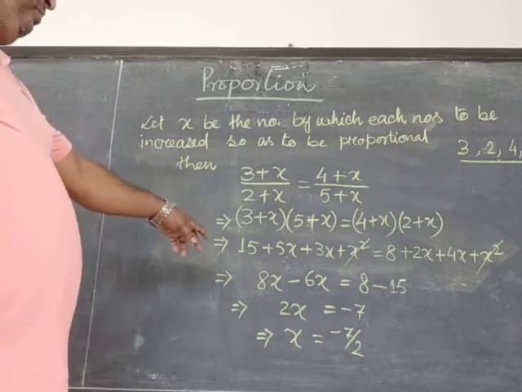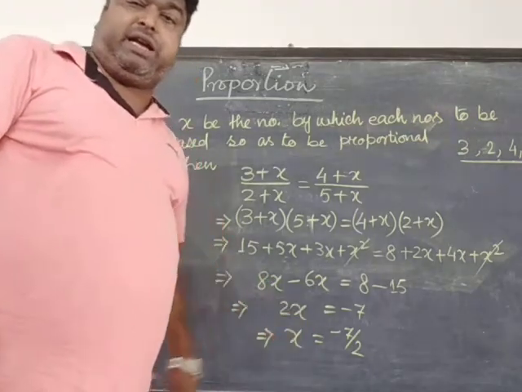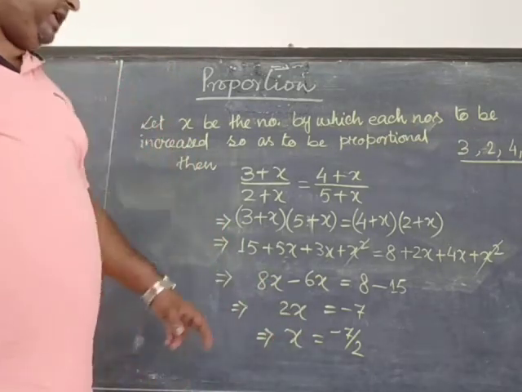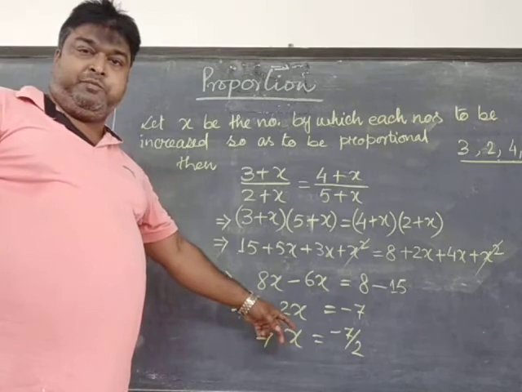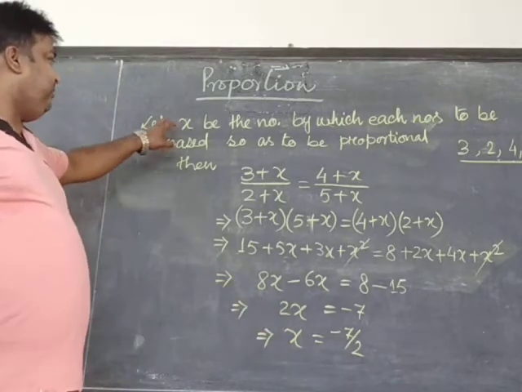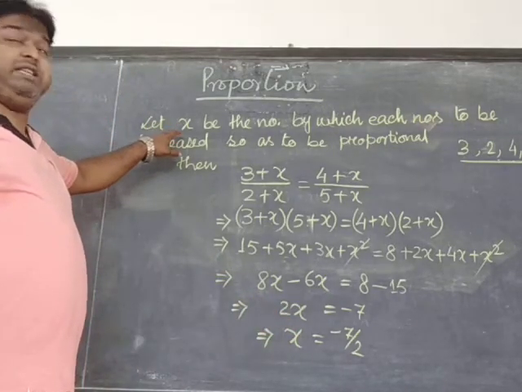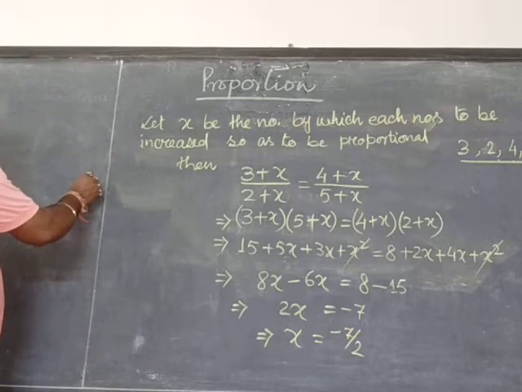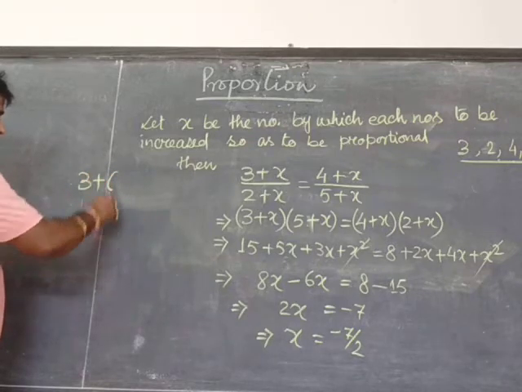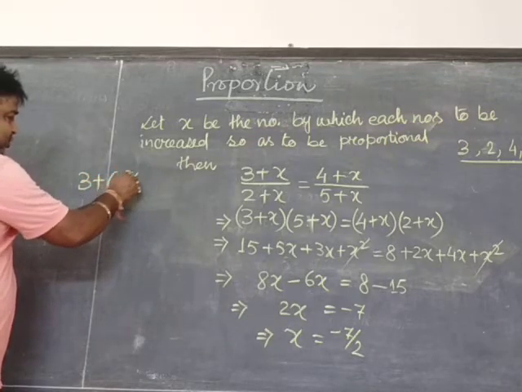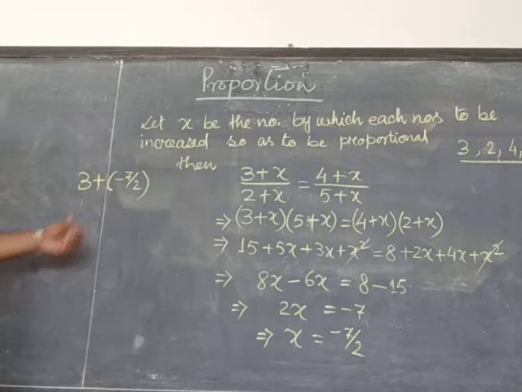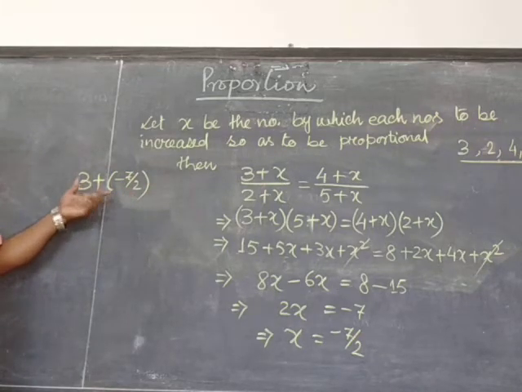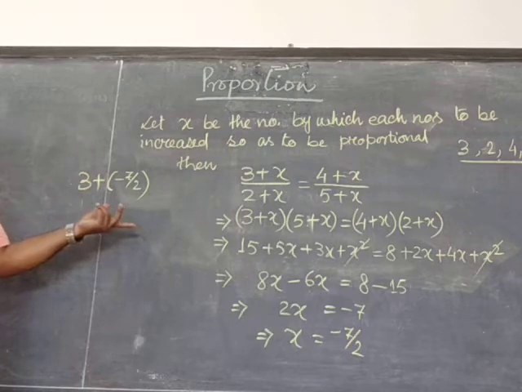Now you see, here the x value we are getting is negative. And here we have supposed that x is increased. Now when you write any number, say 3 plus x, the x value is getting negative. So adding a negative number to a positive number, its indirect meaning is that what?